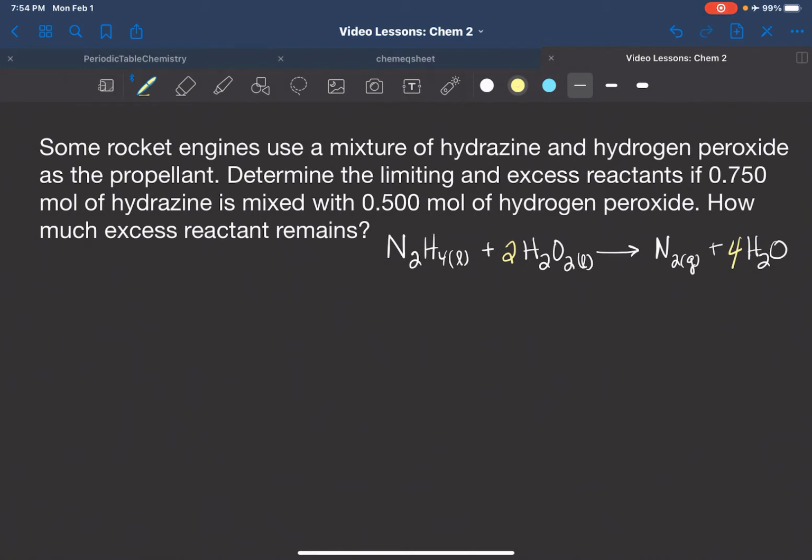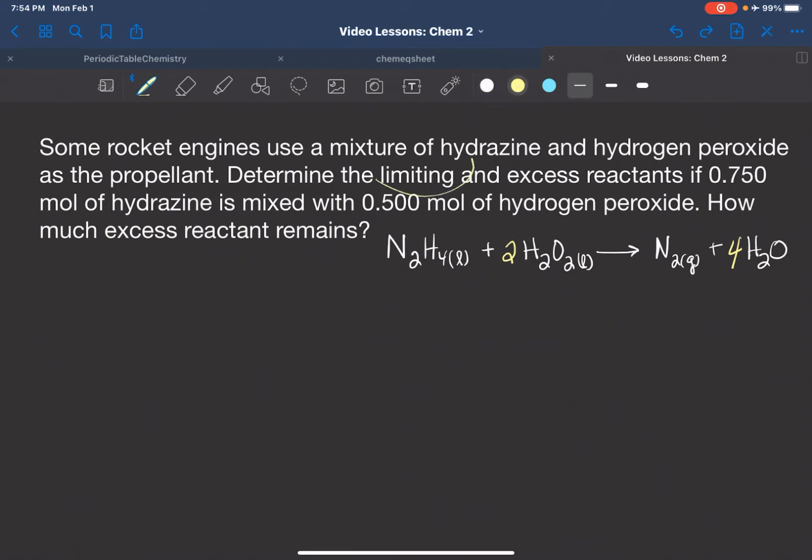There's 8 hydrogens on the product side. So now I've got those 4 right there and those 4, so there's 8 on the reactant side. Everything is good to go. Now we're all balanced out, and now we can do some stoichiometry.